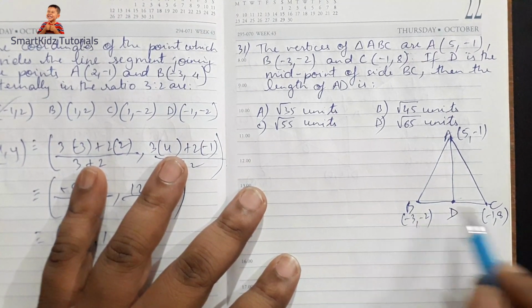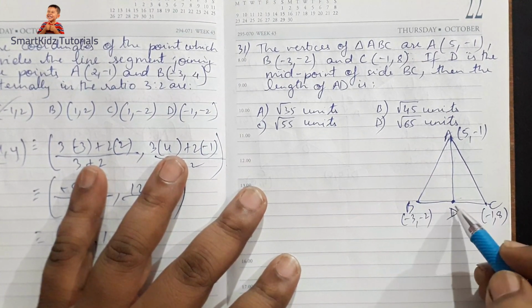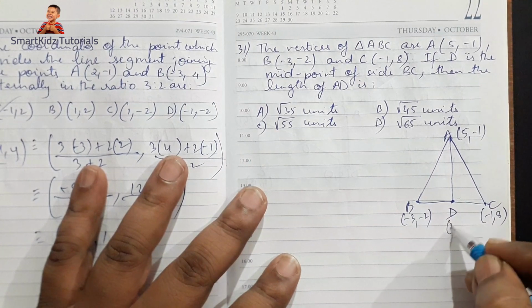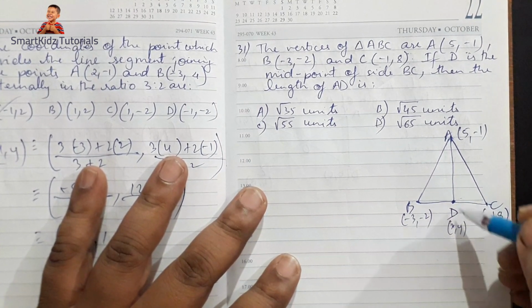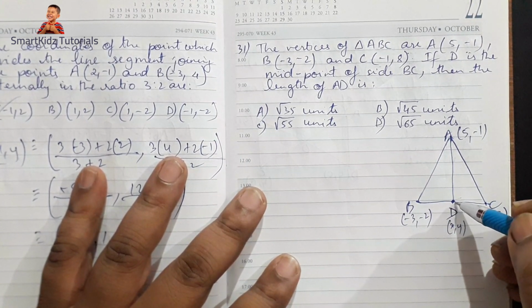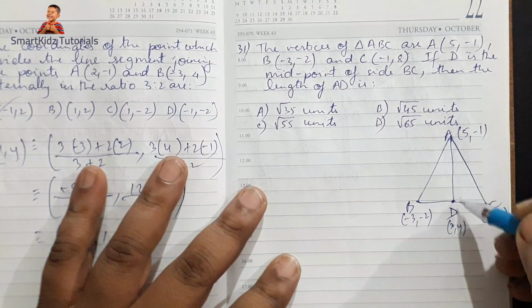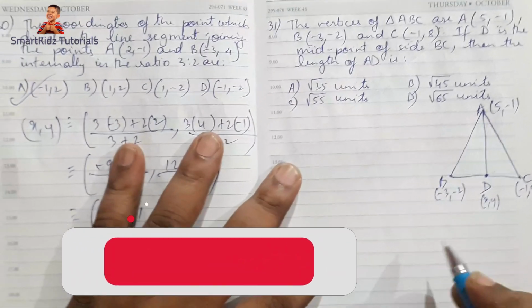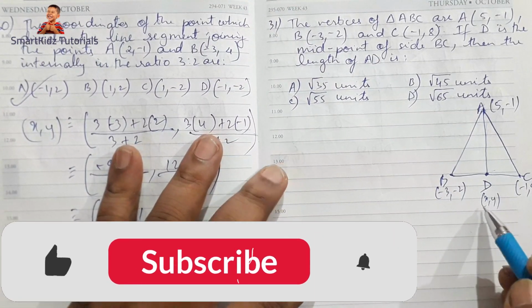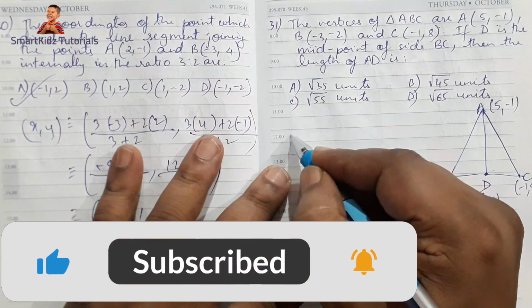Because D is the midpoint of BC, we use the midpoint formula to get the value of D, which will be (x, y). Once we get the coordinates of D, we use the distance formula for AD to find the length of this AD. So let's find the value of D first.